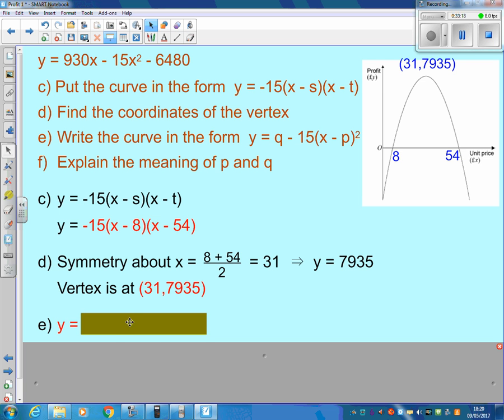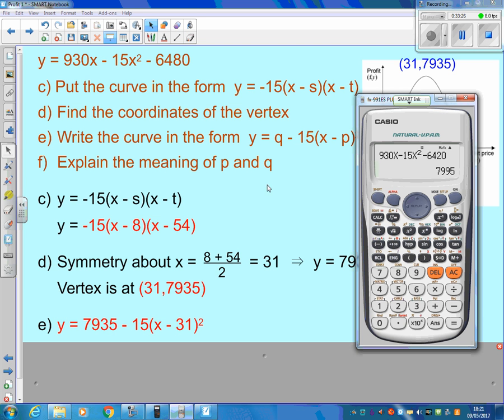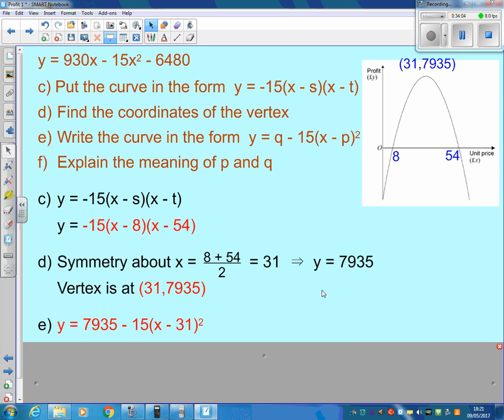Write the curve in this form. That should be 7935. I did write the equation in right, didn't I? Let's just check that. Oh, I've copied the equation in wrong. Let's go back a bit. Sorry, my equation there, that's where I've made my mistake. If I type the equation in correctly, and for that equation I do calc 31, I get 7935. Good, I hadn't made a mistake at all, I just typed it in wrong. So the vertex is at 31, 7935, and now the equation is in its completed square form.